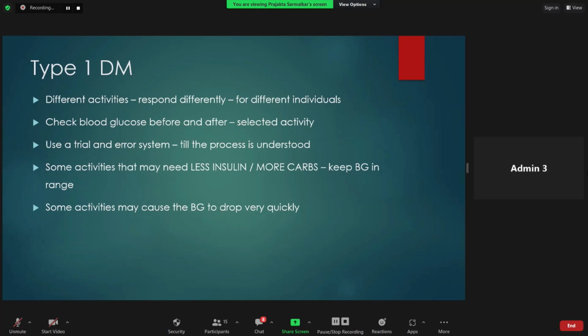Yes, perfect. Great. So another thing is some activities may need less insulin, may need more carbs. We have to understand as educators and then do it.